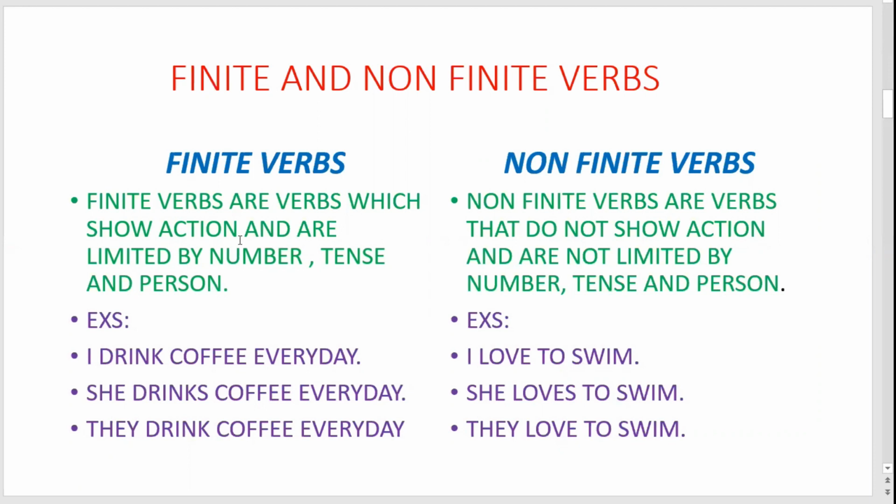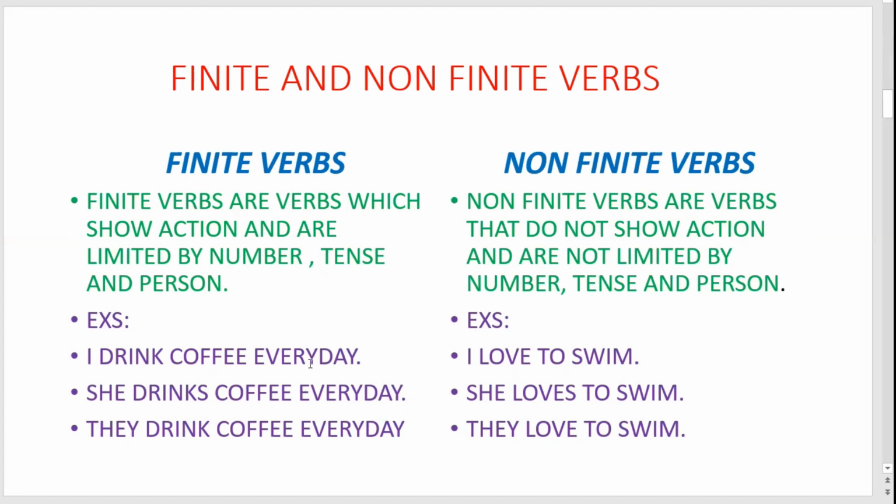So whenever there is a change in these parameters of the subject, the verb is also going to change. Such kinds of verbs are called finite verbs. These verbs show the action, and along with that they change with the change in the number, tense, and person of the subject. Let us see some examples here.